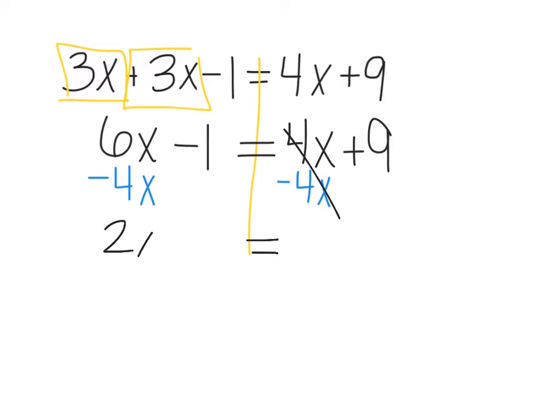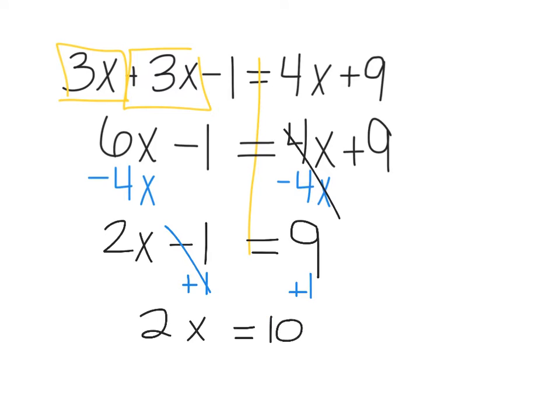6x minus 4x is 2x. Bring down your minus 1, and then on the right-hand side, we just have 9. All right, we almost have our variable isolated. Next thing we have to do is undo this subtraction. So instead of subtract 1, we're going to add 1 to cancel that out. Make sure we show that on the right side as well. And now I have 2x equals 10.